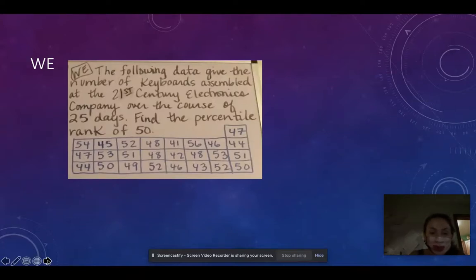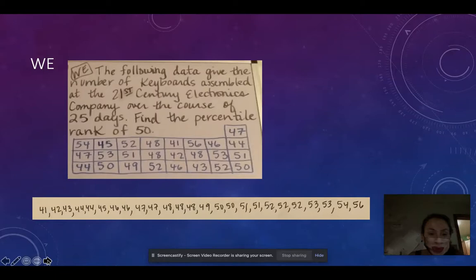Okay, so the first thing you're going to want to do is probably put the numbers in order from least to greatest. Then look at the number in question. It's 50, and just notice that there's two of them. Then you want to count how many numbers were less than 50, and that's a total of 14 numbers.